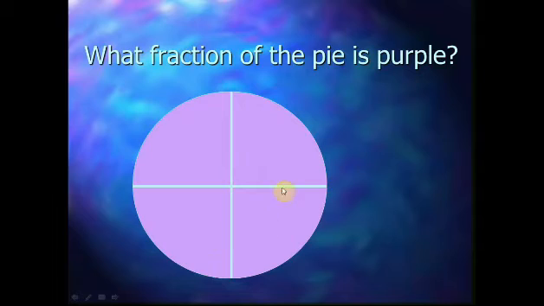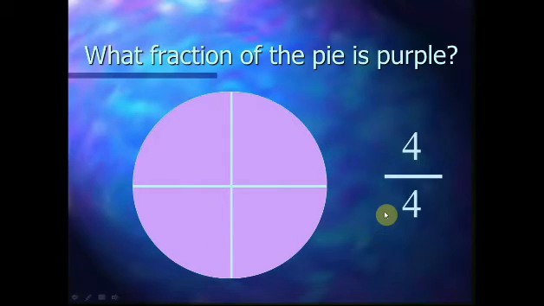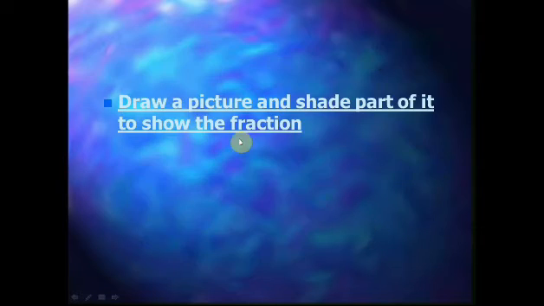4 shaded parts and the total number of parts is 4. It will be 4/4, and a number over itself equals 1, you know. 1, 2, 3: 3/4 or 3 quarters. Now, draw a picture and shade part of it to show the fraction.